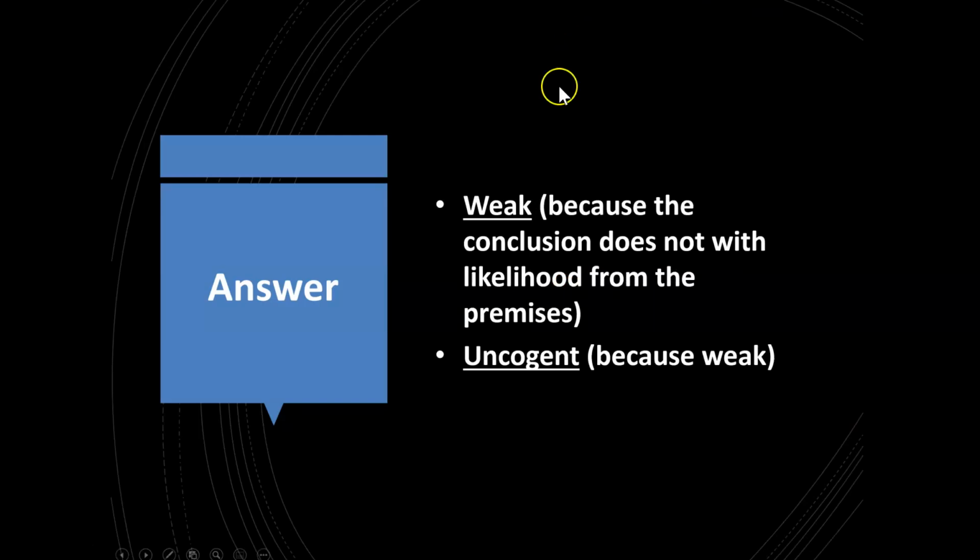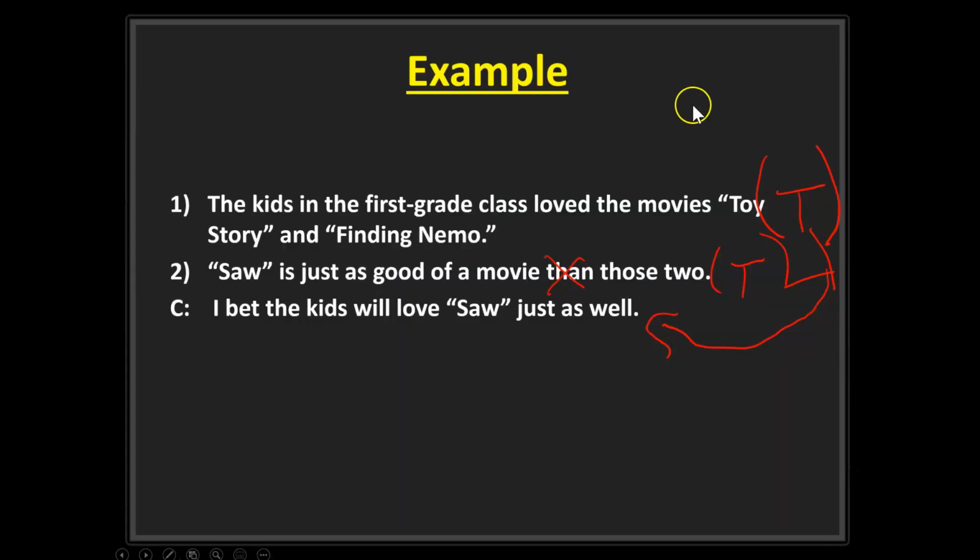This one happens to be weak because the conclusion does not follow with likelihood from the premises, and it's uncogent because it's weak. Weak, hence uncogent. It's weak because, let me explain why, you're saying okay, fine, there's some kids in a first grade class, they loved these two movies. But Saw is just as good a movie.